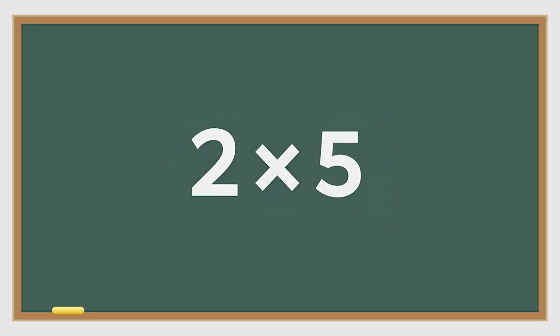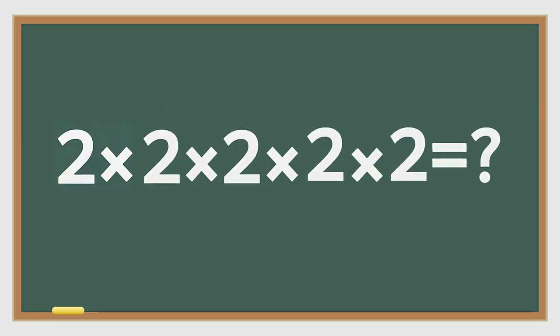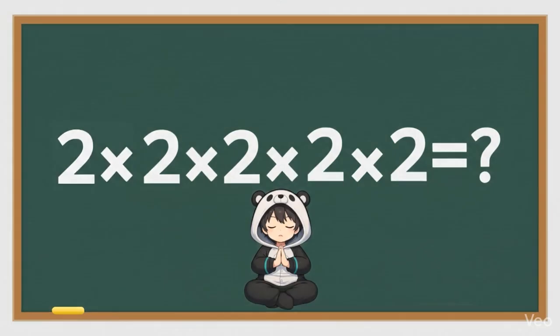Repeated addition becomes simple multiplication. We read this as 2 times 5. But wait, what if we repeat multiplication? What if we multiply 2 five times? We need a new superpower for this.